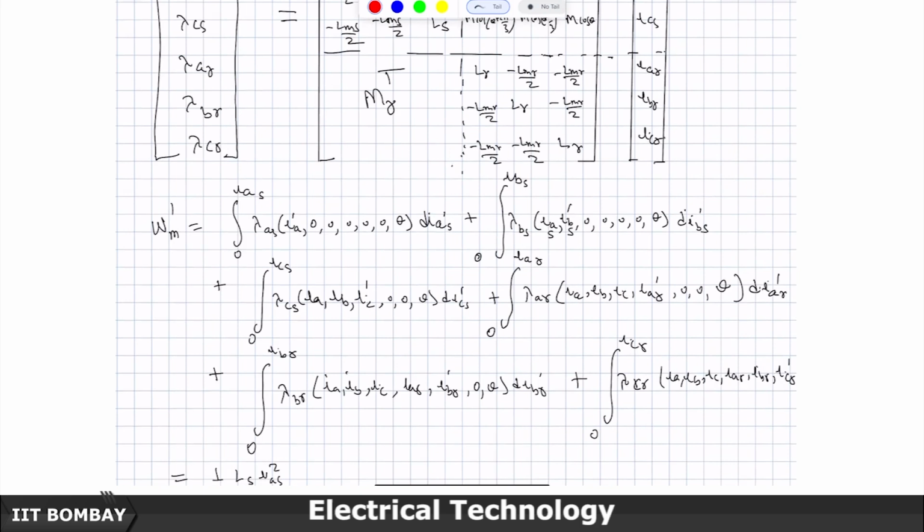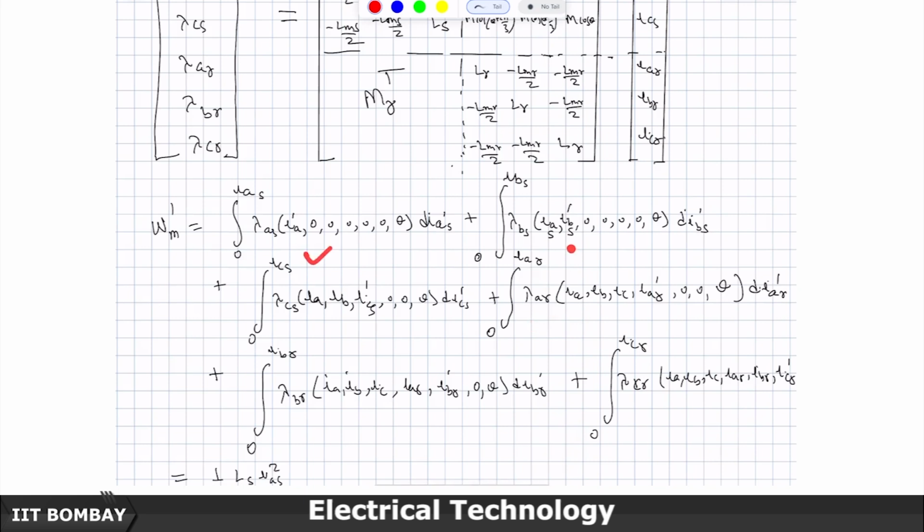And then when I come to the C phase stator winding, these two currents have already reached their desired value. The C phase stator winding current will now be increased from 0 to this value, and this third term will result, the other currents are still 0. And then we go to the fourth term.